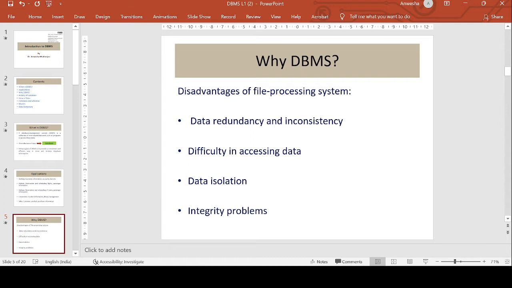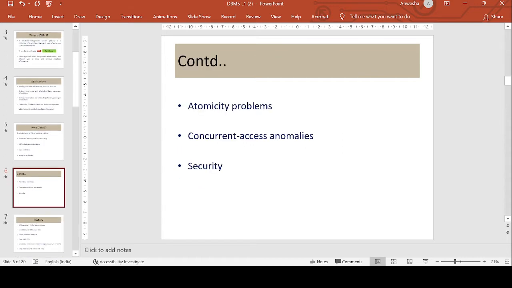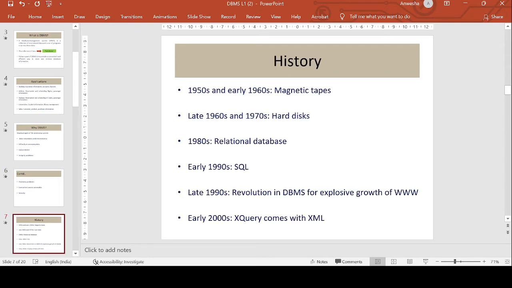Difficulty in accessing data is another point. Then data isolation, integrity problems, atomicity problems, concurrent access anomalies, and security. So these are the disadvantages of the file processing system.